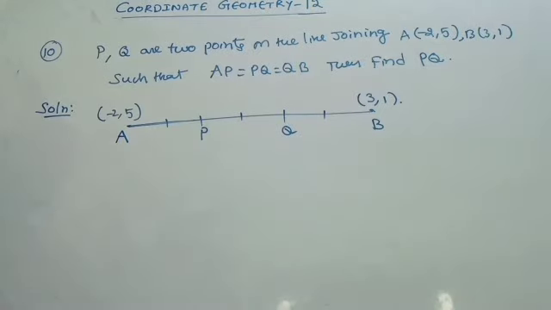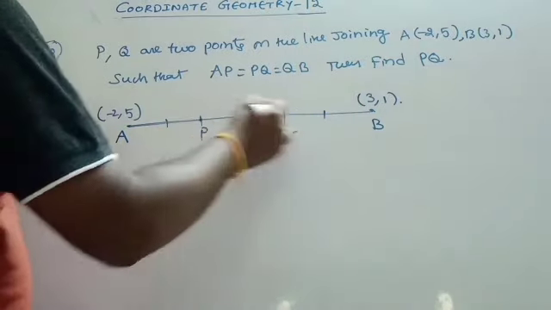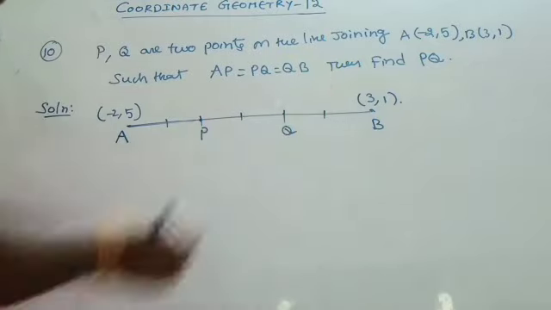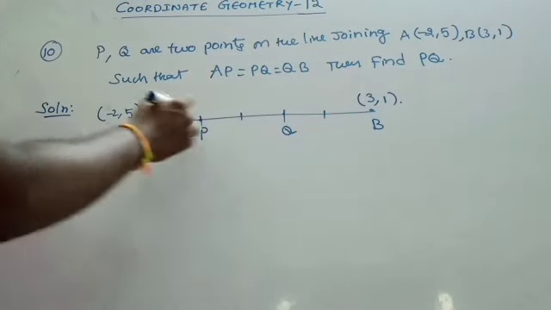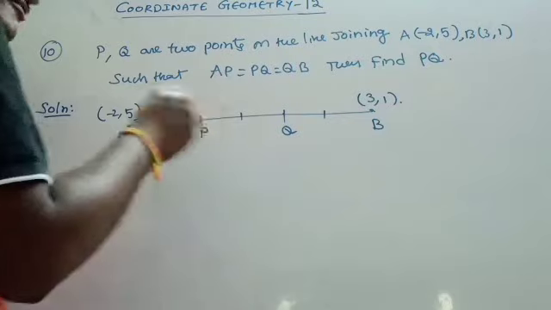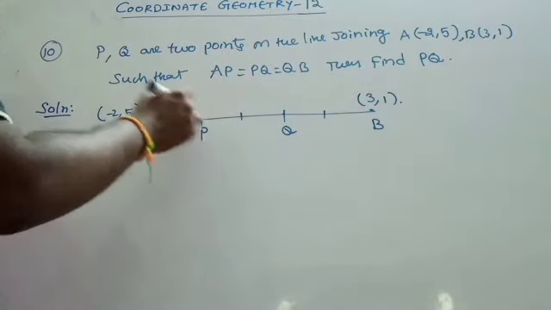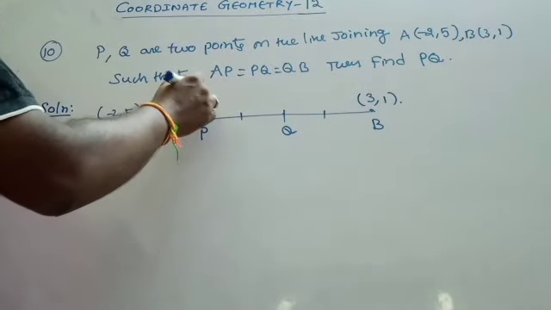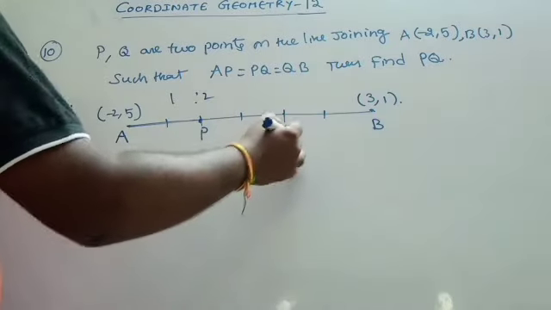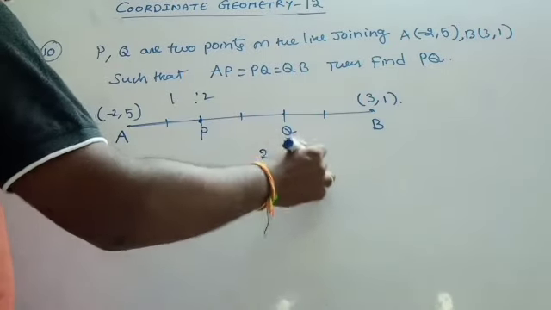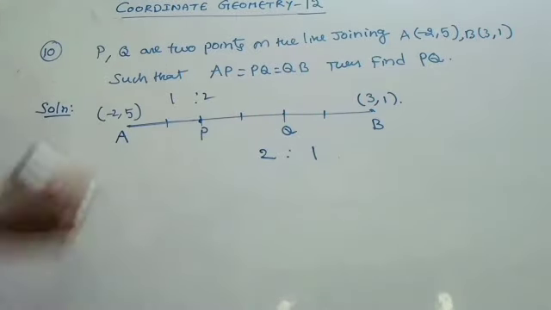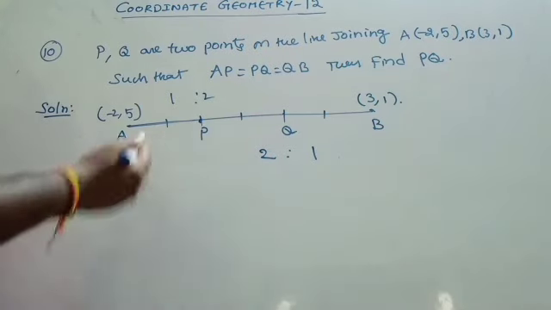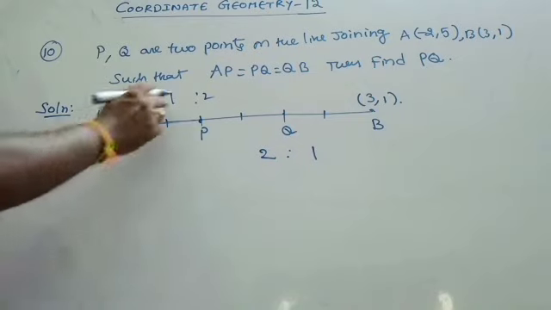Once these lengths are equal, that means, my dear students, AP equals PQ equals QB, so these are points of trisection. Already I told you that P is dividing this in the ratio 1:2 and Q is dividing in the ratio 2:1. They are the points of trisection. Now let us find P and Q. For P, the ratio is 1:2.